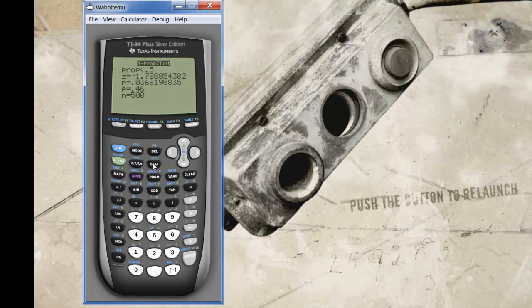For the confidence interval, stat tests, 1-PropZInt. We just need to make sure we have the confidence level set. And there we go. Remember, this was all less than 0.5, barely, but all less than 0.5, so we were confident that the population proportion was less than 0.5.